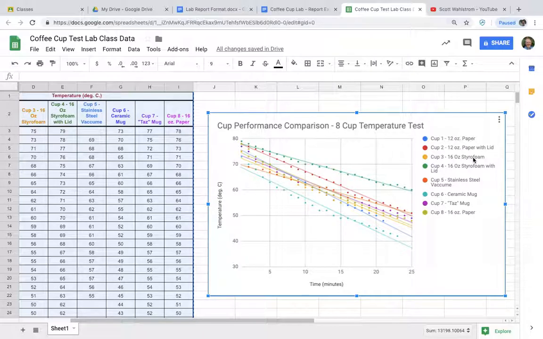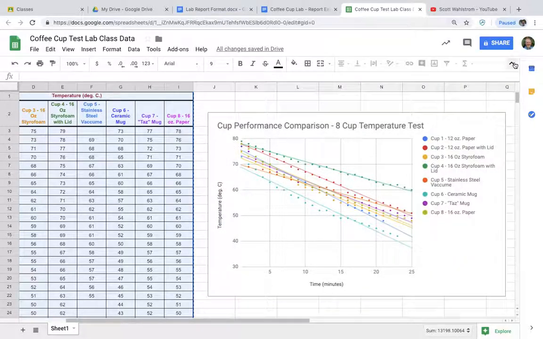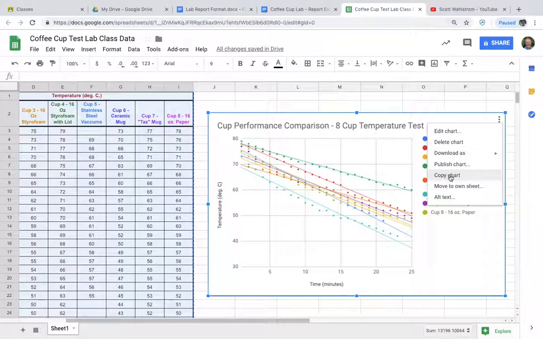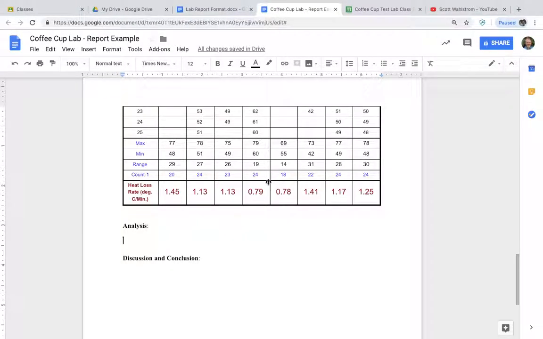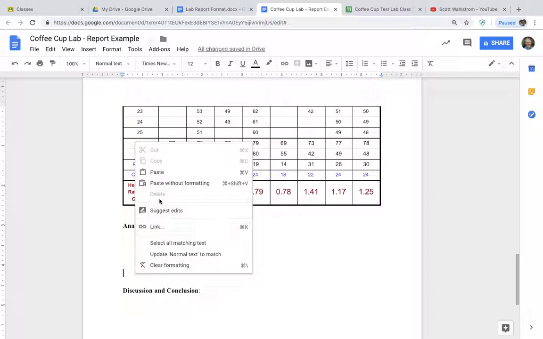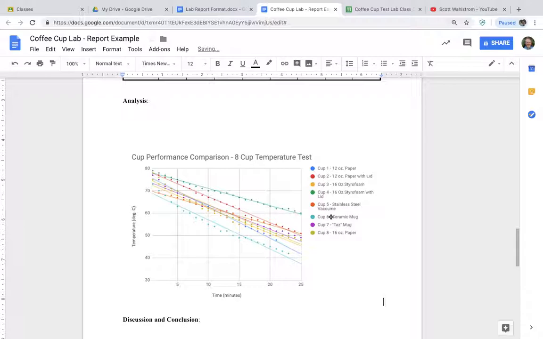The way to get the graph in there is pretty simple. I'll remind you again, you just got to click on it to get these three dots open. Excuse me, I don't need the chart editor, and we'll close that out. Just click on it. When you see the three dots, click on those, copy the chart. Nice. And then when you want to place this into your report, it belongs in the analysis section. You can give yourself a nice paste in. All right. It'll pop right in there.